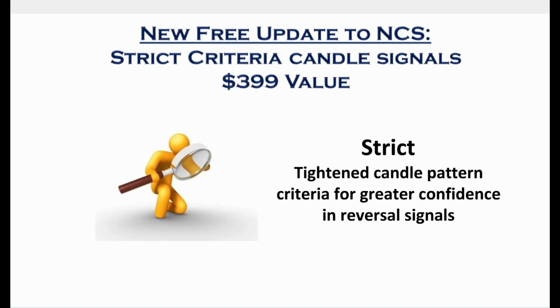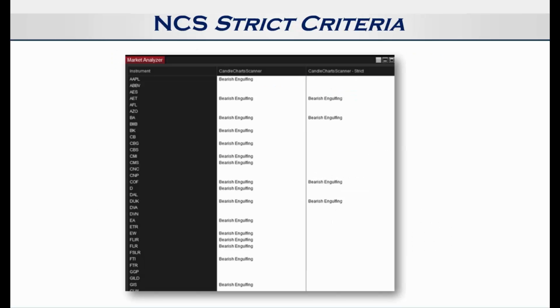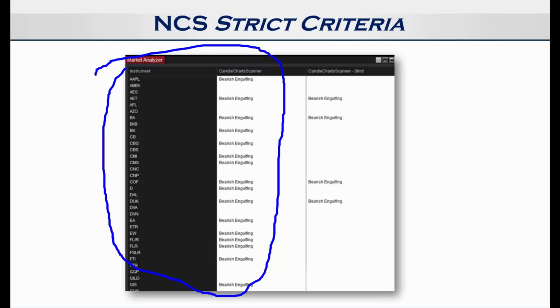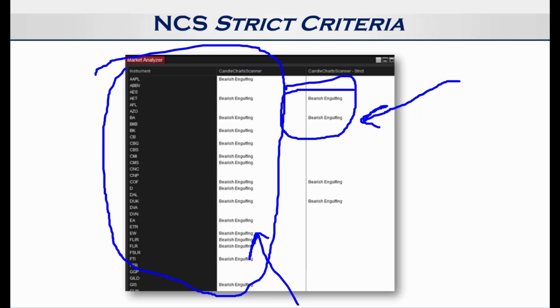And within NCS, you have your choice to use strict or standard criteria. So for example, here's a recent scan we ran, and we asked it to pick up bearish engulfing patterns. The first column is just traditional bearish engulfing patterns where a black real body wraps around a white real body. The second column, and you have the ability to pick strict or not, these are strict. Which of these markets have strict criteria candlestick signals for a bearish engulfing pattern? And what that means is it could narrow down even further the watch list of markets you may want to think about using. So you have the ability to use strict criteria or basic criteria.